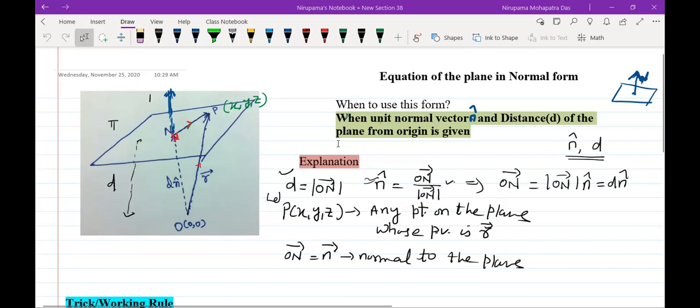So when we are given the unit normal vector n cap and the distance d of the plane from origin. So when we are given these two things, unit normal vector means the unit vector in the direction of the normal to the plane is given, and the distance d of the plane from origin is given. Okay, now look at the image here.